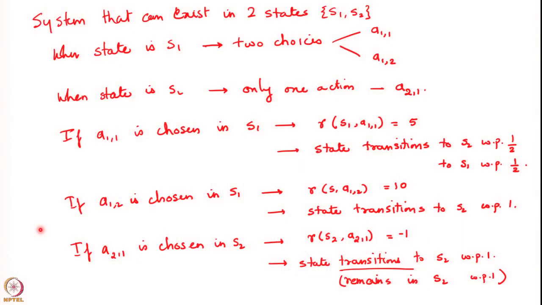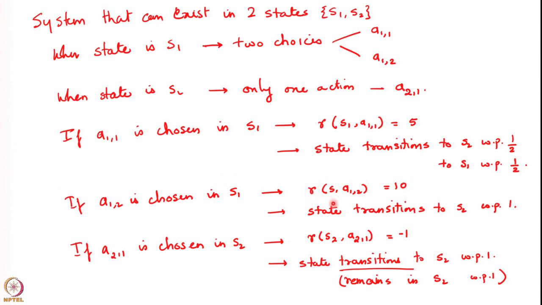But before we move forward to those details, I want you to notice one important feature of this problem, which is that if you look at these rewards, each of these rewards is independent of time. The reward that I get when I am in state S1 and I choose action A11 is equal to 5, regardless of the time at which this action was taken. Regardless of the time instant or decision epoch, the reward is always 5 units. The same is the case here as well.